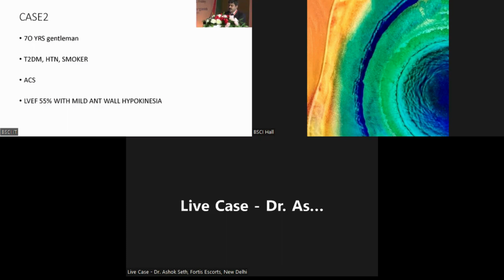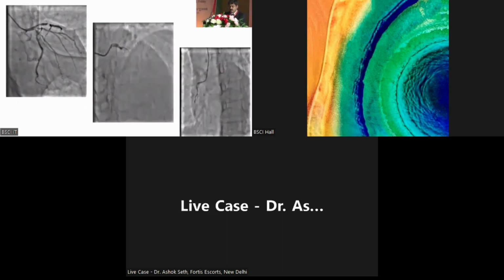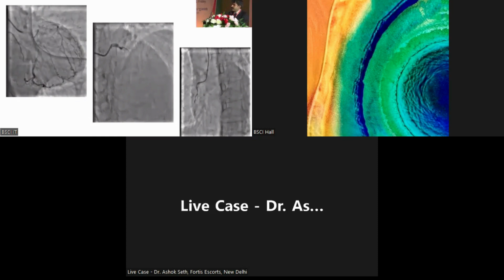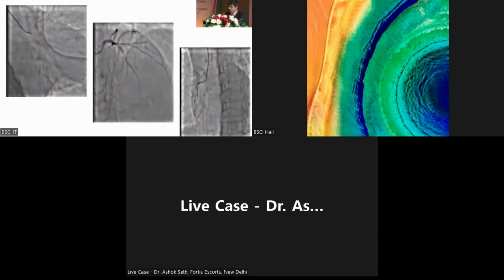Now this is a second case. So now what is the problem of your provisional stenting? This is a 70 years old gentleman, diabetic, ACS. Basically, we have a 55% LV ejection fraction, mild hypokinesia, and this is the angiogram. So basically, this is a left main disease. It's a complex left main disease.